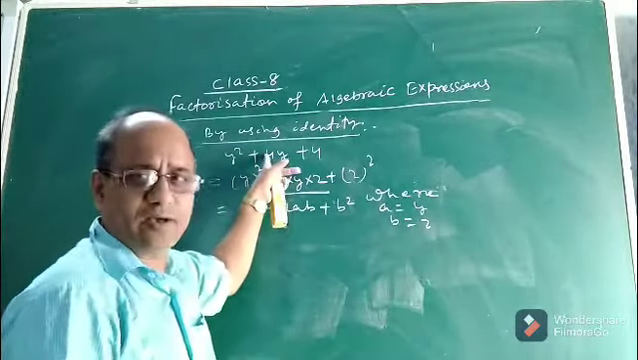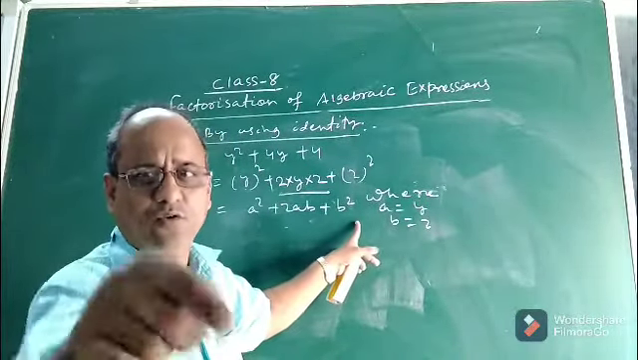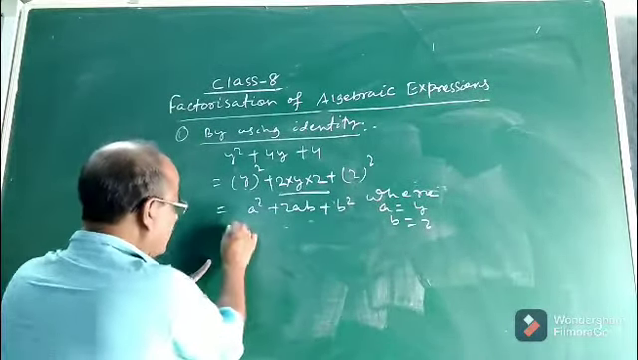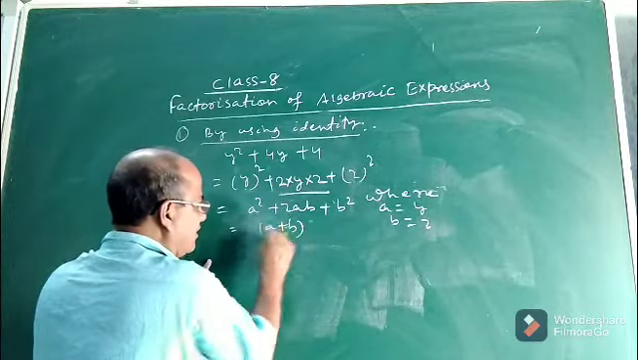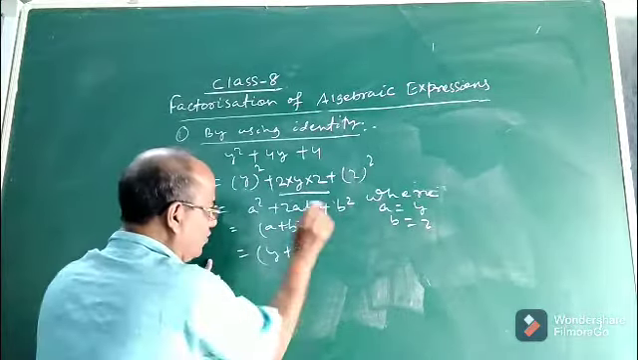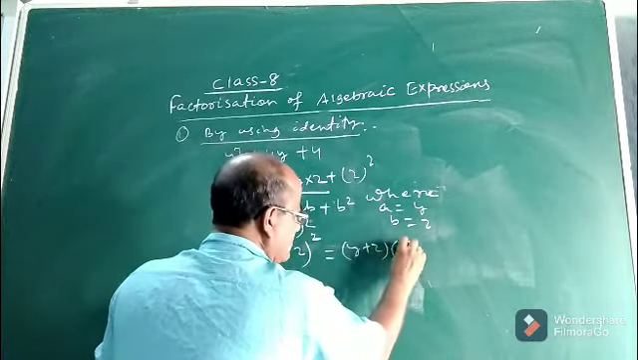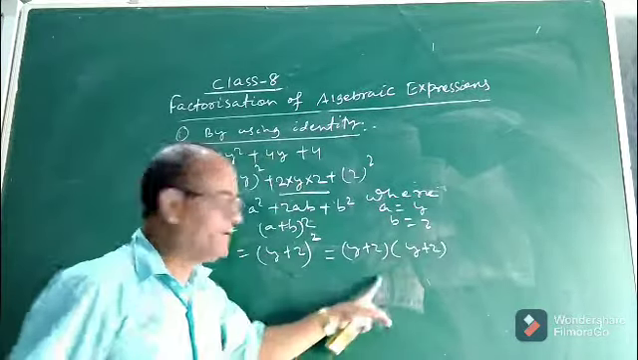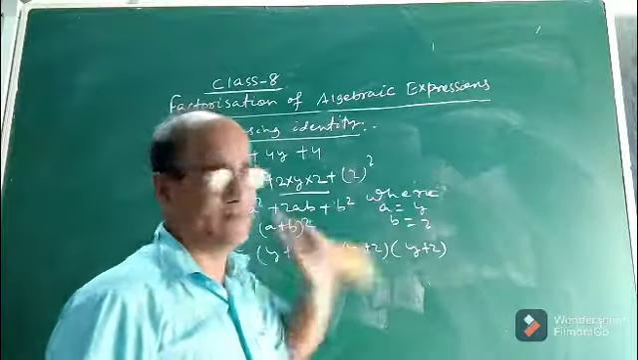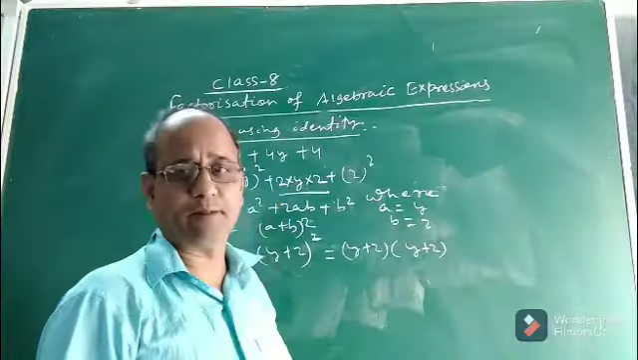Now the given expression has been reduced to the form a square plus 2ab plus b square, and you know the formula for it, which is a plus b whole square. So you write down a plus b whole square. Now you put in the values: in place of a you write y, in place of b you write 2. It is y plus 2 whole square. That means y plus 2 will be multiplied 2 times. So this will be the required factorization of this given algebraic expression. Here, how did I factorize this? By using identity.